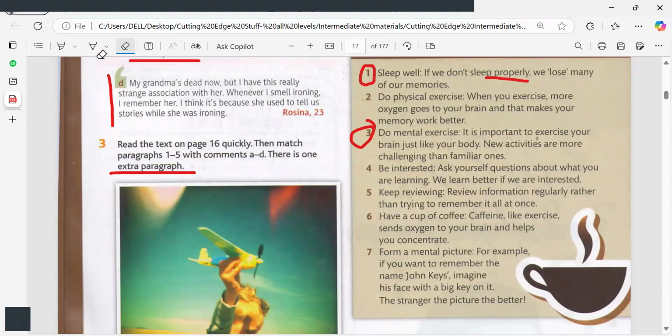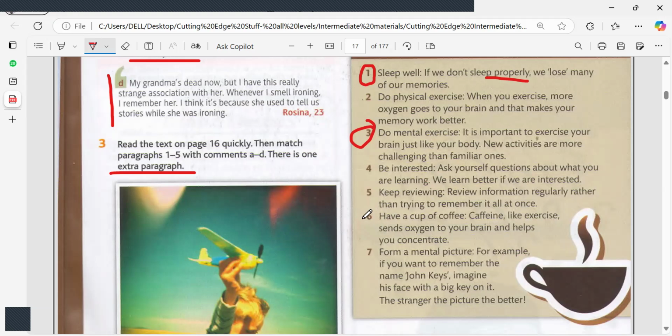Rather means better than. Number 6: have a cup of coffee. Caffeine-like substances send oxygen to your brain and help you concentrate. Exactly. Caffeine sends oxygen to your brain.